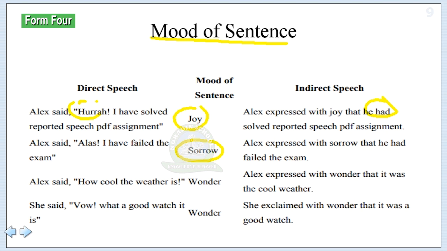What about, like I said, how cool the weather is, not cold. How cool the weather is? This is wonder. What is the mood? The wonder. So Alagas expressed with wonder that it was the cool weather. We're talking about the climate. So Alagas said, how cool the weather is? Alagas expressed with wonder that it was the cool weather. She said, "What a good watch it is." This is wonder. The mood is wonder. She exclaimed with wonder that it was a good watch.